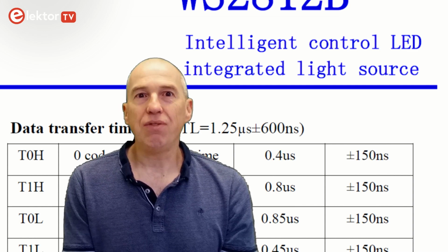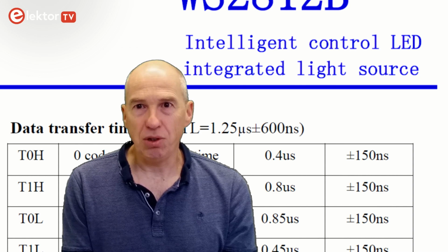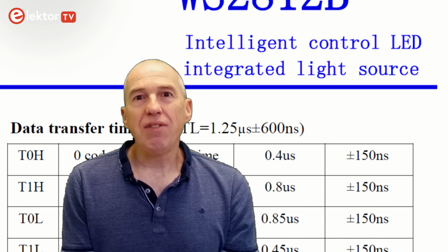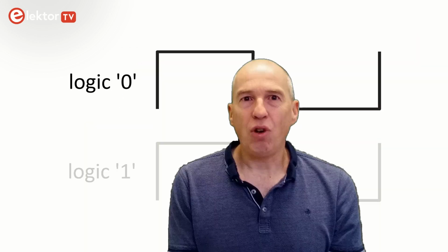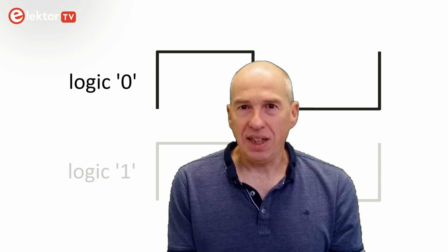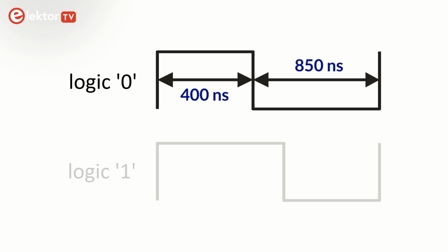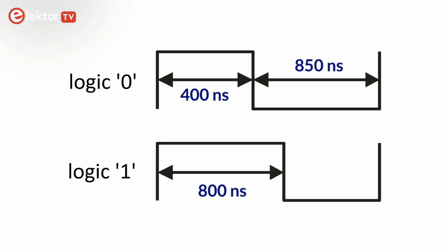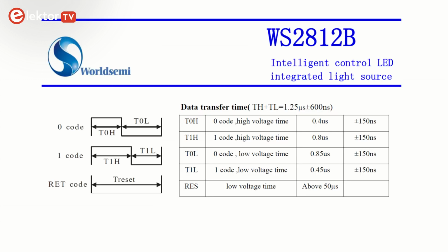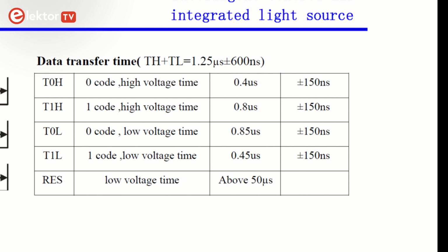1 MHz is a frequency that most SPI peripherals can produce easily, even if they only have a basic clock prescaler. For the WS2812B LED, a logic 0 is transmitted as a pulse of 400 nanoseconds followed by an 800 nanosecond space. A logic 1 is encoded as an 800 nanosecond pulse followed by a 450 nanosecond space. Basically, a logic 1 is the inverse of a logic 0. However, according to the datasheet, all these durations have a tolerance of plus minus 150 nanoseconds.